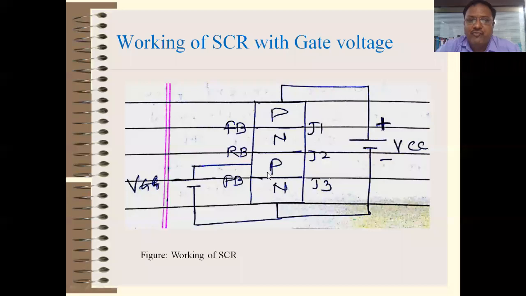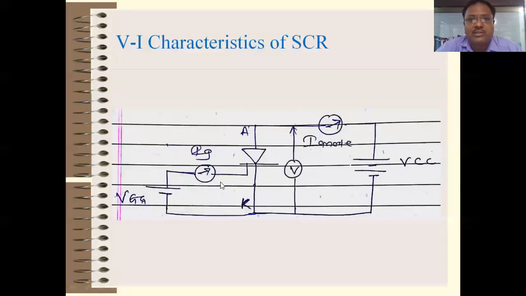As we discussed in the last lecture, the SCR requires a gate current to turn on. Without gate current, your device may turn on, but it requires a very large amount of VCC, and sometimes because of overheating, the device may get damaged. So without gate current, we normally do not try to turn on the SCR. That is basically called false triggering. It can be turned on without the gate, but it requires a very large voltage. Okay, so the VI characteristics that we have seen in the last lecture.